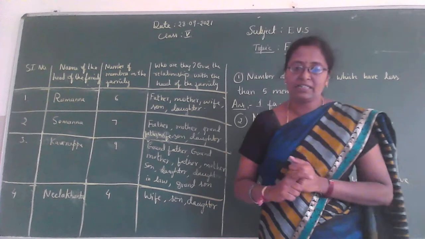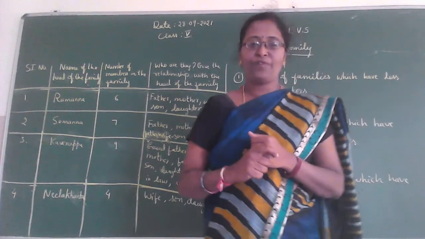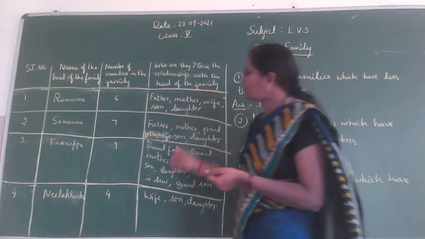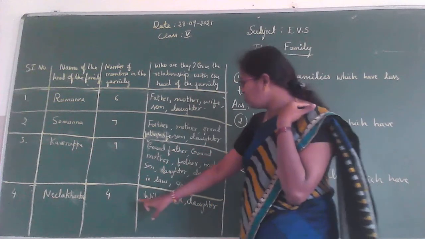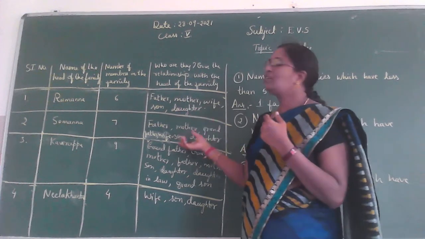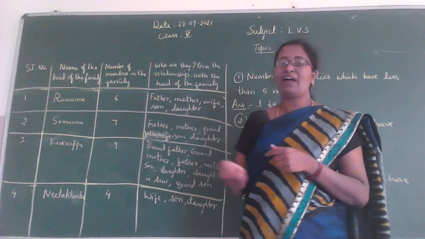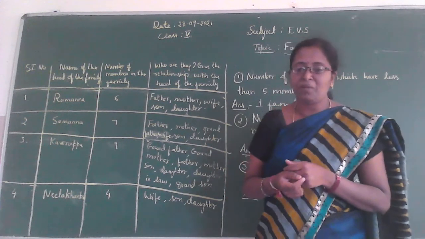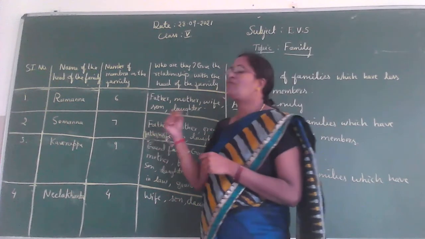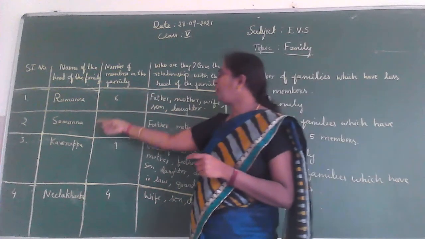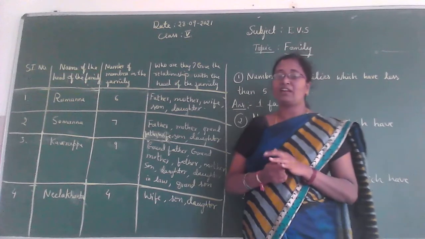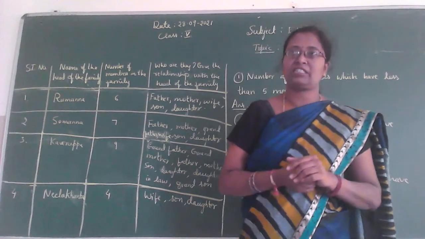So next question is, tell me the number of families which have more than 2 generations. In this table we have seen only the Nilakanta family with 2 generations, is it? So the remaining families have more than 2 generations. Now tell me the number of families which have more than 2 generations. So there are 3 families. For example, Ramana, Somana and then Kavyappa, these families have more than 2 generations. Is it?